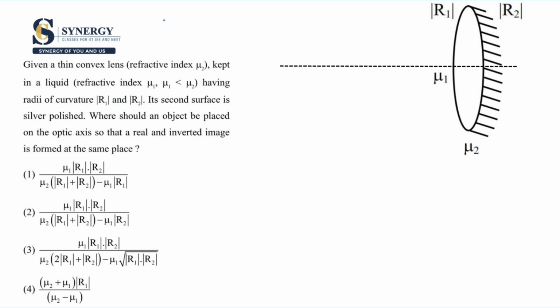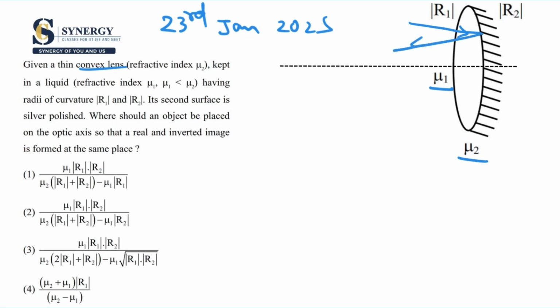From the same 23rd Jan 2025, we have another question which says there is a thin convex lens of refractive index mu2 kept in a liquid. Let me explain it. The outside medium has refractive index mu1. The lens has refractive index mu2. The right surface of the lens is mirrored. So what will happen? Light will go inside and will come out to the same side.